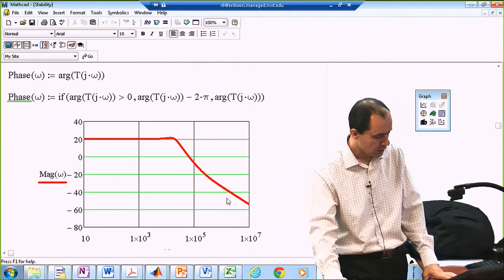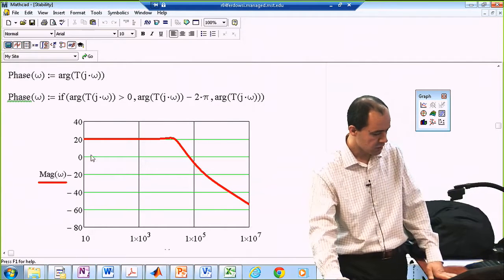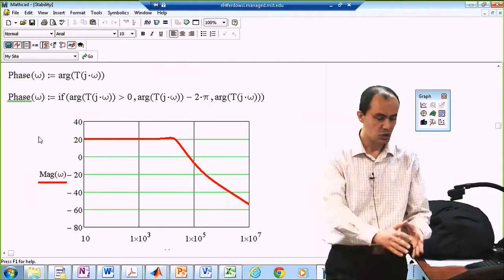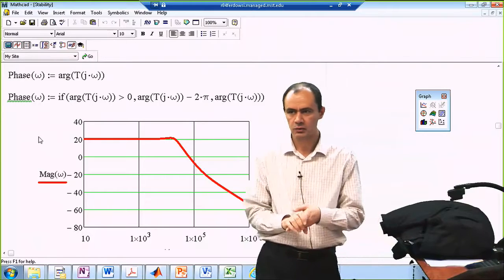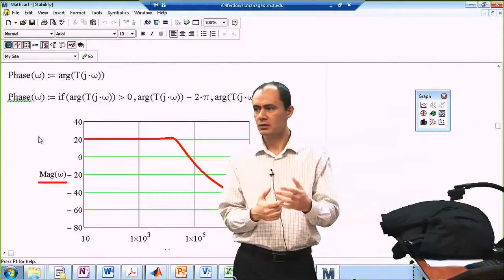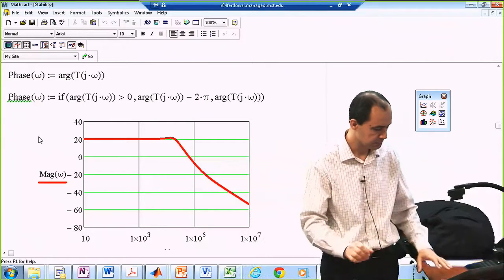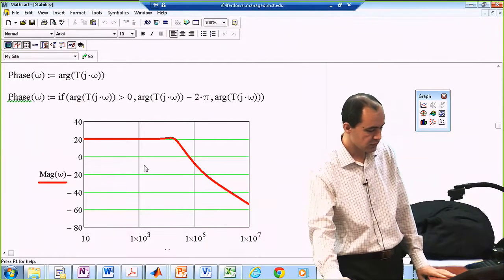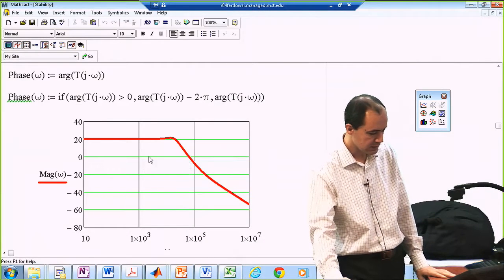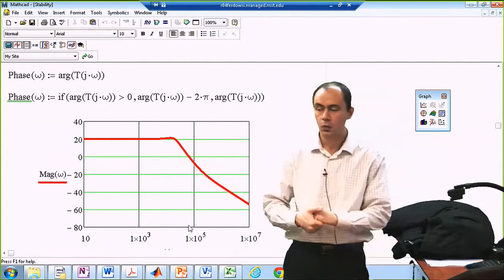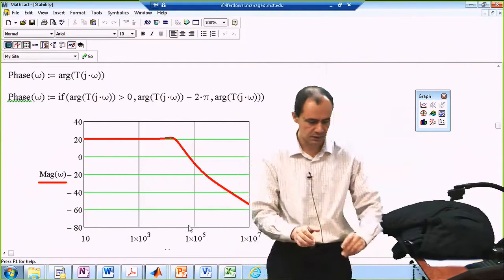So you can see my loop gain at low frequencies is 20 dBs. It is not extremely large, but it is relatively large. This is 10 basically. 20 dBs is 10. If you are curious to see what your crossover frequency is, whenever you cross 0 dBs or 1, so this frequency is my crossover frequency, a little bit less than 100,000 radians per second.